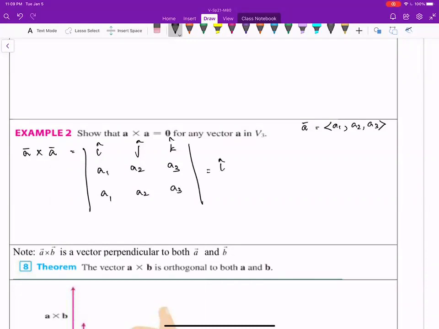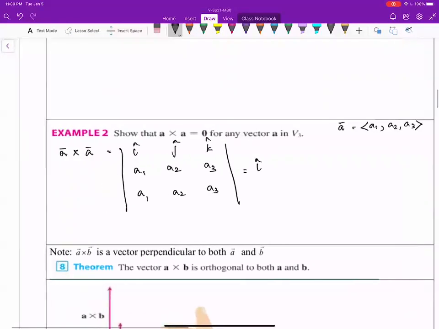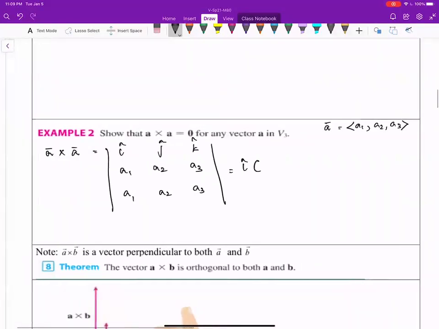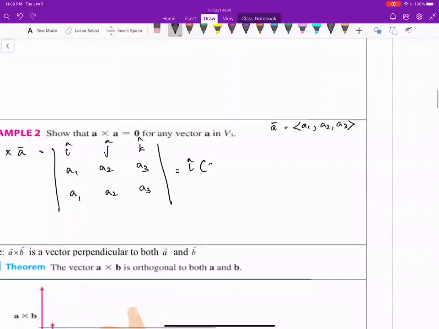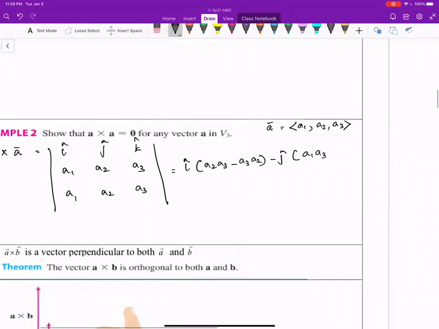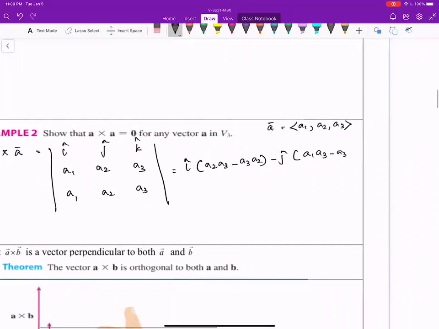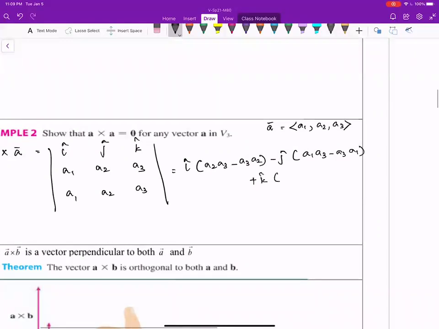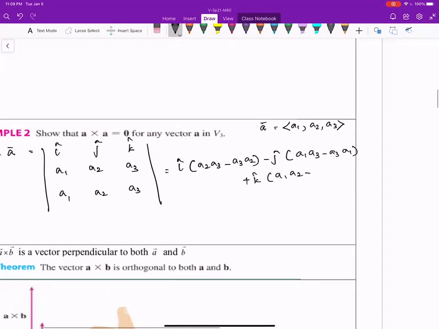So if you use the expansion row wise, I, j, k, I times, now you're going to multiply A2, A3 minus A3, A2, same thing. Then minus J times A1, A3 minus A3, A1. Then plus K times A1, A2 minus A2, A1.